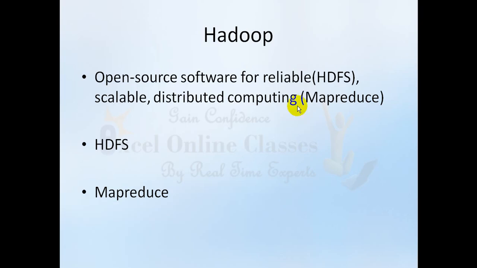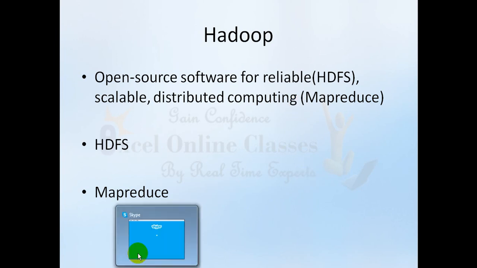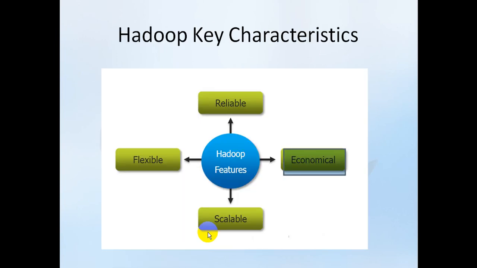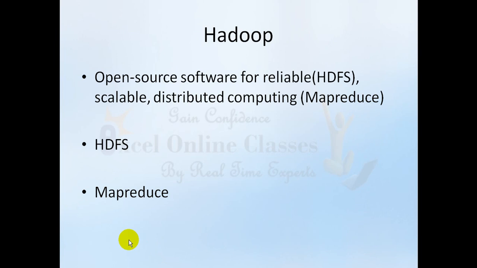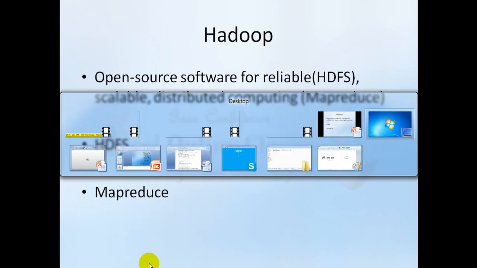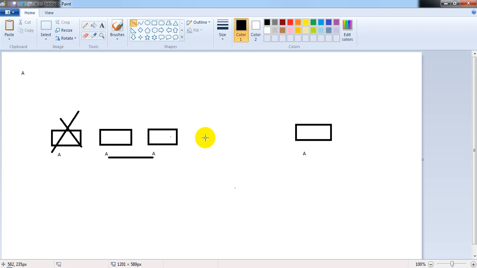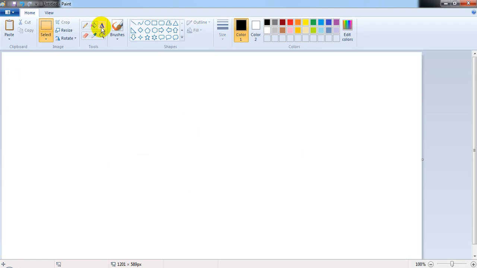So that was about reliability. And coming to scalability, we have 2 terms, vertical scalability and horizontal scalability. So vertical scalability is about increasing the capacity of your existing machine.